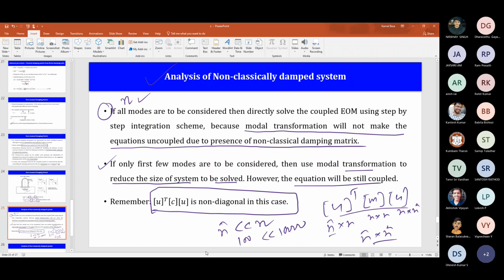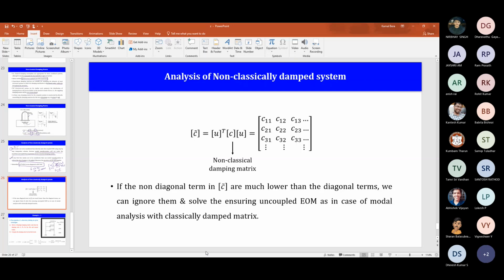So M and K will get diagonalized, but C, if it is non-classical, will not diagonalize. Still, the number of equations you are solving simultaneously will be less. That is what I am trying to say at this point. Further, after this transformation, the modal damping matrix is non-classical, so it will not be diagonal. You get a full matrix.